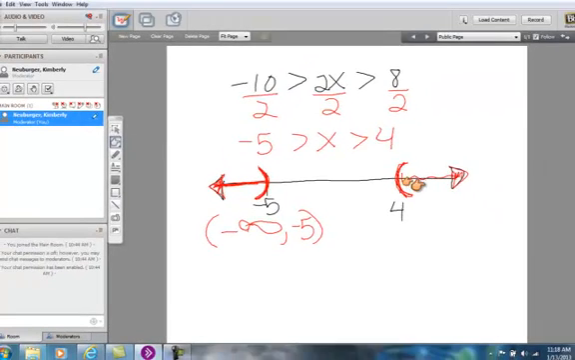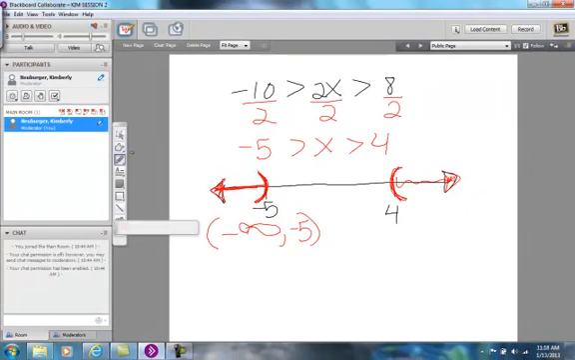When we look at this side of our graph, the first thing that we come to is 4, and it has a round bracket. And then we continue off into infinity, so we put a comma and infinity. Since there is no overlap with these two sets, we use a union symbol between them to say that the solution is either this section or this section. This union symbol is like saying or.